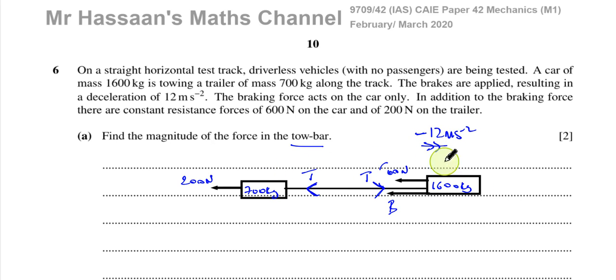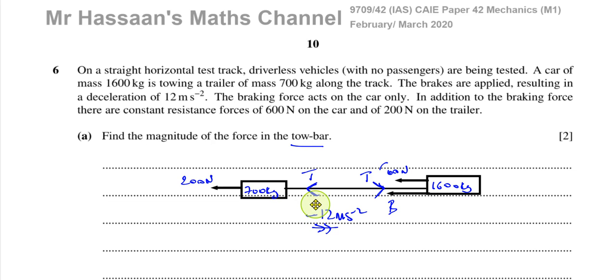Okay, so this is the situation that we now have in this kind of system. So that deceleration is for the whole system. Okay, so this and this, they're both decelerating with the same deceleration. So now they're telling us to find the magnitude of the force in the tow bar. All right, so if you want to find the magnitude of the force in the tow bar, then we have a couple of options.